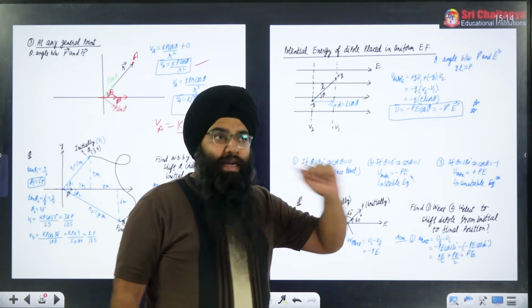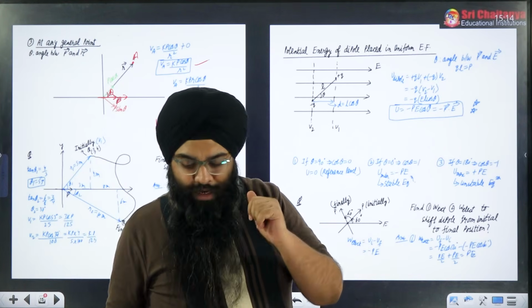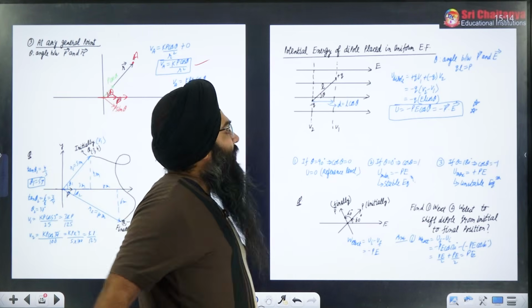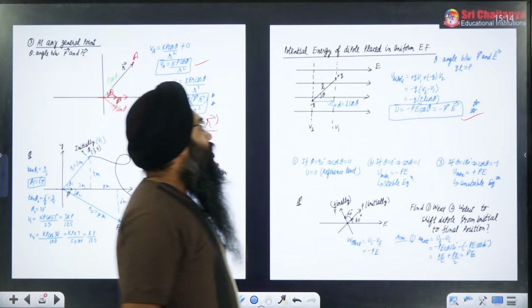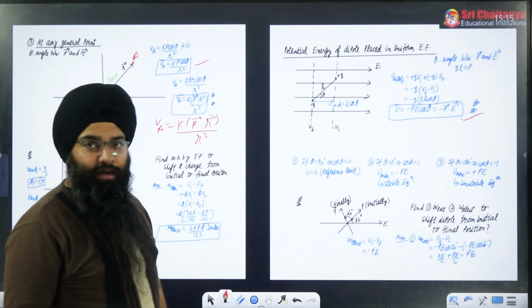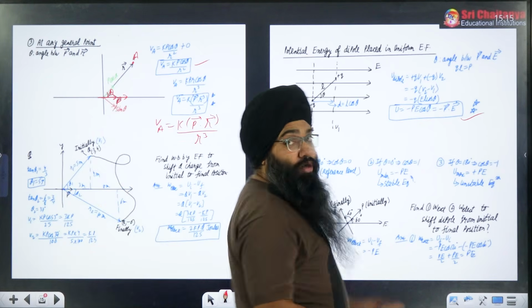If you have a uniform electric field and you place a dipole of dipole moment P in this electric field, you will get the potential energy as minus PE cos theta, or minus P vector dot E vector. Again, a very important result you have to remember.